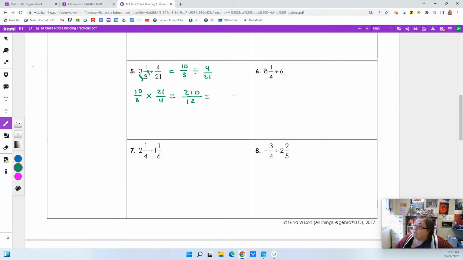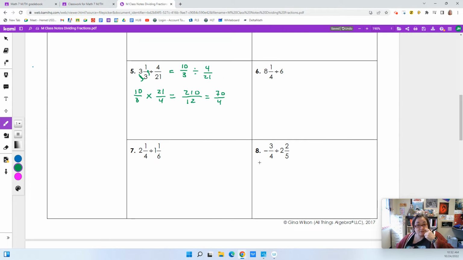I know that these are divisible by 3. Did I show you guys the trick to know if something's divisible by 3? I think I did, right? Where you add all the digits together, and if it's divisible by 3. 2 plus 1 plus 0 equals 3, and that's divisible by 3. So I know that this is divisible by 3. I can tell you right now that it is 70. 12 is divisible by 3 because 1 plus 2 is 3. We know that's 70 over 4.